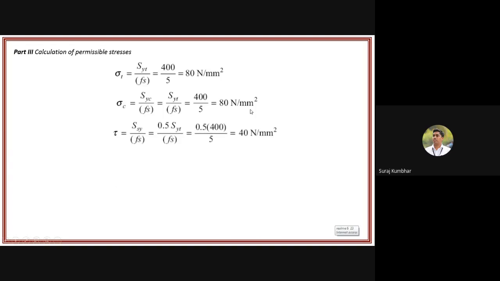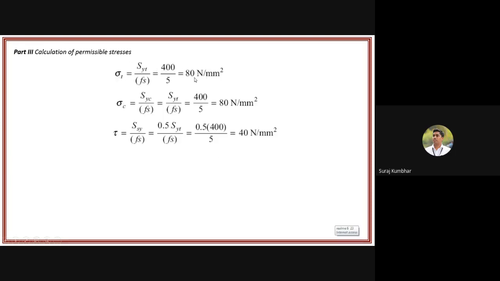Now next is the shear stress. Tau is equal to the yield strength in shear divided by the factor of safety, and the yield strength in shear is nothing but 0.5 times the yield strength in tension, right? So 0.5 into yield strength 400 divided by 5, here we are getting 40 Newton per mm square, that is the shear stress. So all these three values are the permissible stresses.